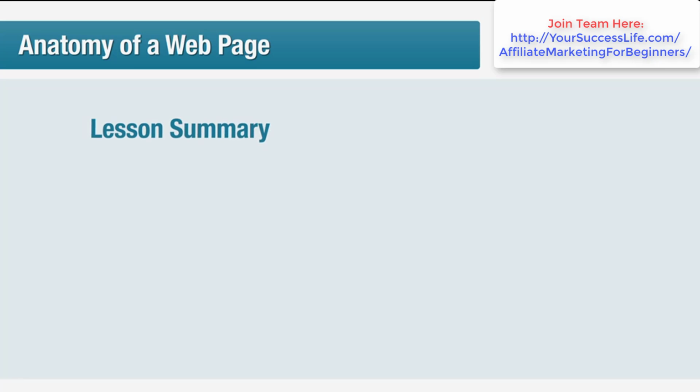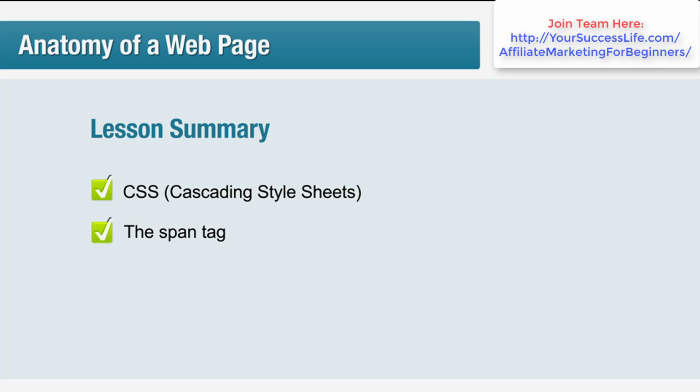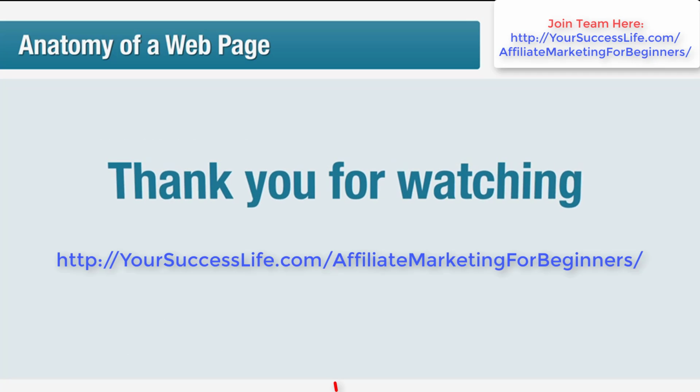And time for today's lesson summary. Hopefully by now you've got a reasonable idea about what HTML looks like, and you can peek into a source code of a website without being completely confused. In this lesson, we took a quick look at CSS, Cascading Style Sheets, the span tag, the div tag, tables, and the Doctype. Anyway, that's all we've got time for.